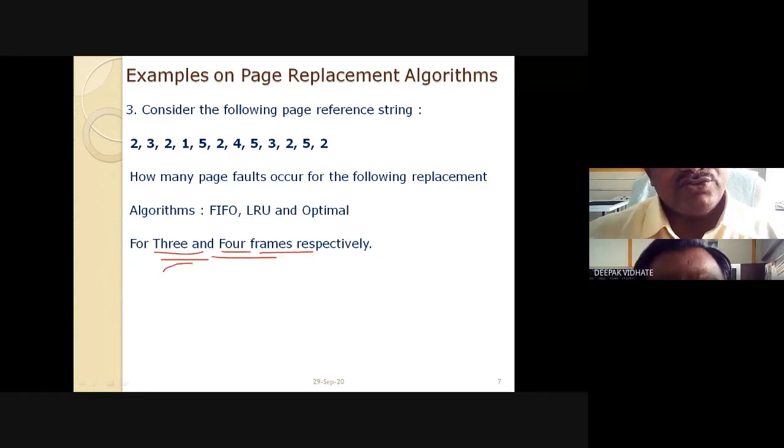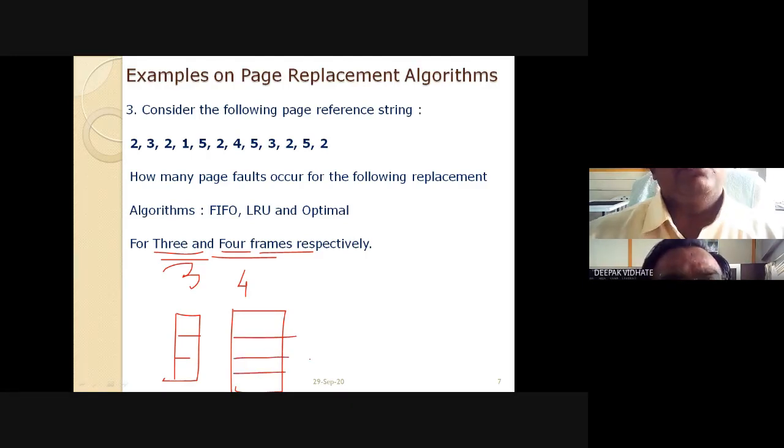Now here you have to take the 3 frames and also the 4 frames. 3 frames means, the same string, with the help of 3 frames, how many page faults occur, and with the help of 4 frames, same algorithm. FIFO algorithm for 4 frames and FIFO algorithm for 3 frames, you have to consider both. So now how to solve such types of examples? See here.